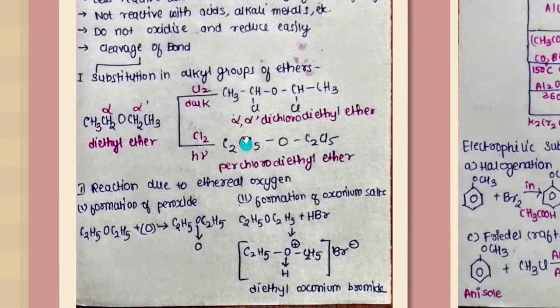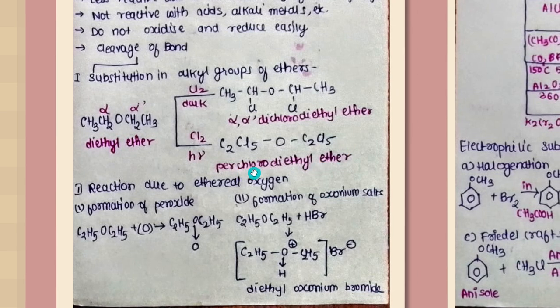So here you can observe the difference. In the first case, I am getting CH3CHClOCHClCH3. In the second case, I am getting C2Cl5OC2Cl5, perchlorodiethyl ether.